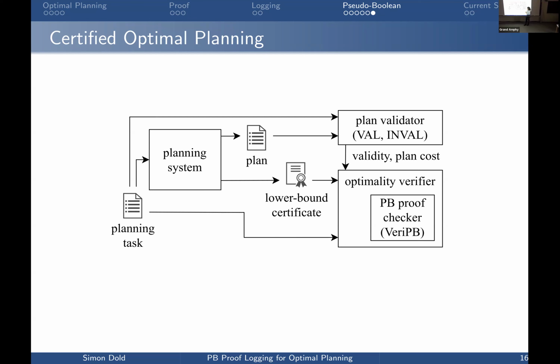So what we want to add is that the planning system also outputs this lower bound certificate, and then we would forward this certificate, the check from this tool and the planning task into an optimality verifier, and it checks that the plan and the cost were, for example, 11, and then that the lower bound certificate certifies a lower bound of at least 10, and then the pseudo-Boolean proof checker, VeriPB, would use this lower bound certificate with the planning task and confirm that this lower bound certificate is a correct proof.